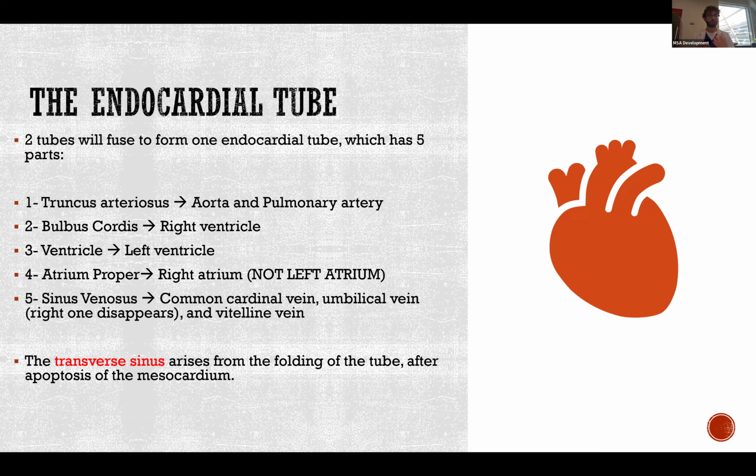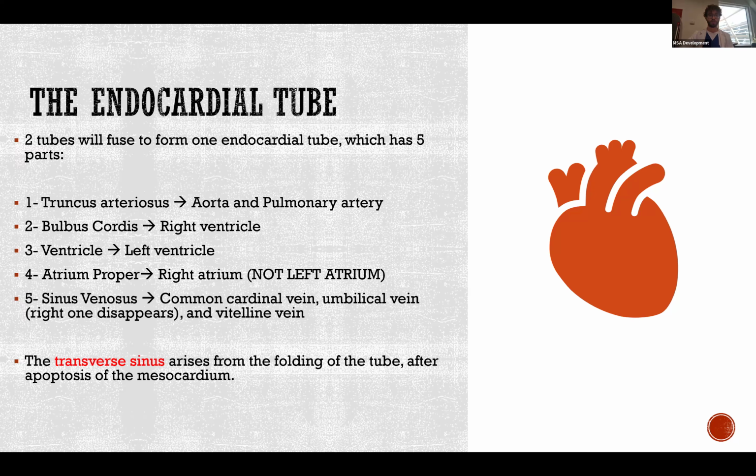The transverse sinus is basically a result of the apoptosis of the mesocardium. You don't have to go into detail what this apoptosis is, or how the mesocardium undergoes apoptosis, which is basically cell death. I just want you guys to know the transverse sinus comes after the apoptosis of the mesocardium. So if the question would tell you which organ or part of the heart results from the apoptosis of the mesocardium, you would be like transverse sinus.